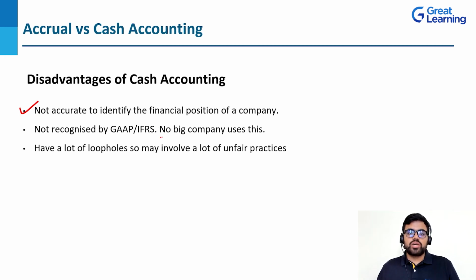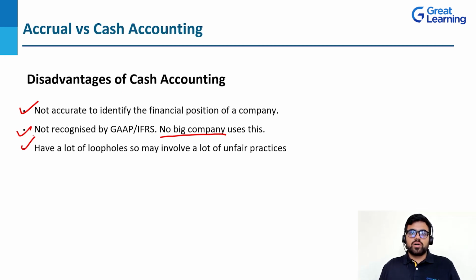So no big company uses it. If you have a very small business, like selling tea or samosas, then this would work out, but not on a scale where you have a lot of products and services to be delivered in the coming months, which would have deferred revenue. Next, there are a lot of loopholes, since it is a very vague standard in which you only account for something when it is received or when something has gone out. So it would involve a lot of unfair practices, which is why it is discouraged.